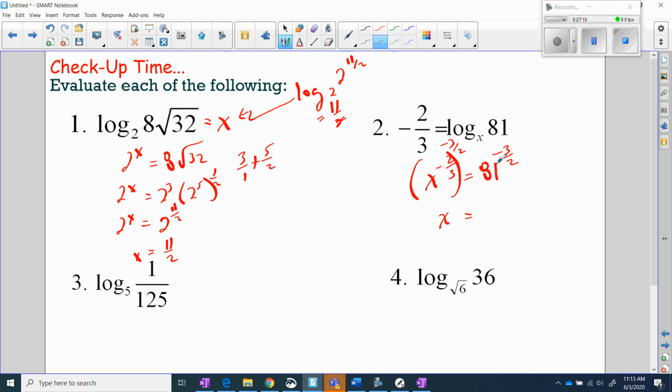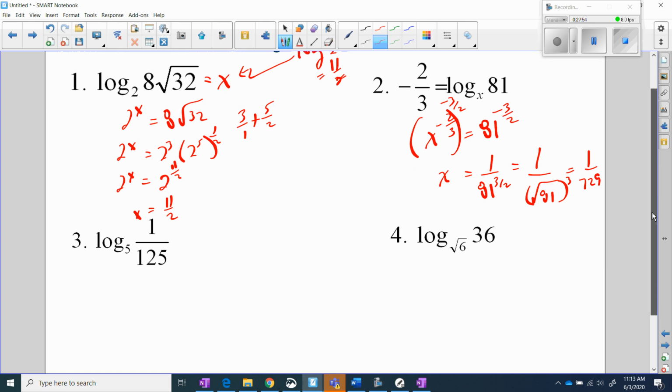Grab my calculator for that one. Don't know that off the top of my head. So 9 cubed is 729. So this would be, just so I don't jump right to the answer, 1 over 81 to the 3 halves, because it's a negative exponent. You take the reciprocal and make it positive. 3 halves means, so bottom number, take the square root of 81, and then after you get your answer, cube it, and that's where I would arrive at 1 over 729.